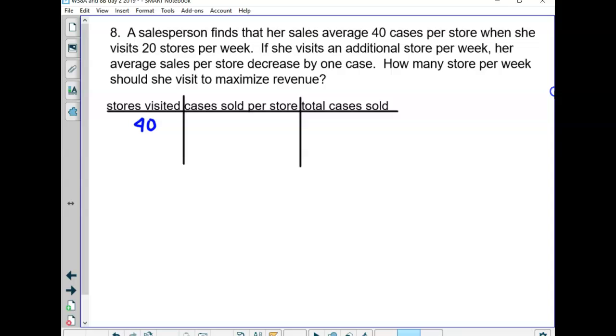So what's happening right now is if I go to 40 stores, how many cases do I average? Nope, that's not what it says, Hofbauer. Someone help me. If I go to 20 stores, I will average 40 cases, which would be a total of 800, right? 20 times 40. What happens if I go to an additional store? This goes up to 21, but this one drops, it says 1 case, which will go to 39. So what's 21 times 39?